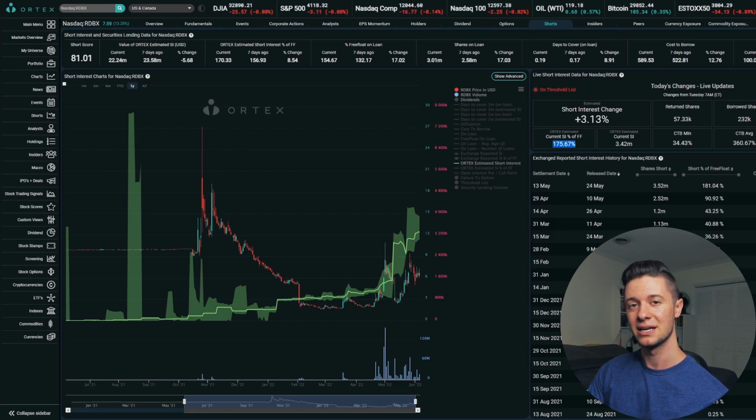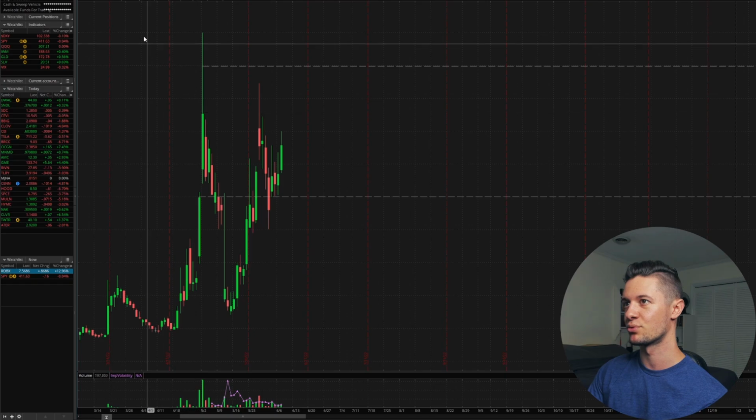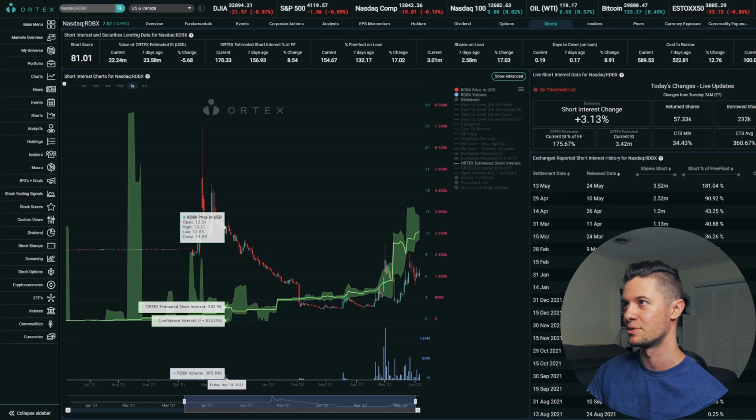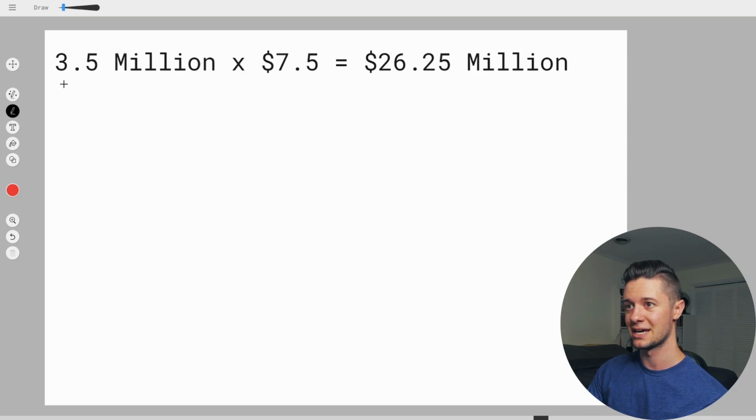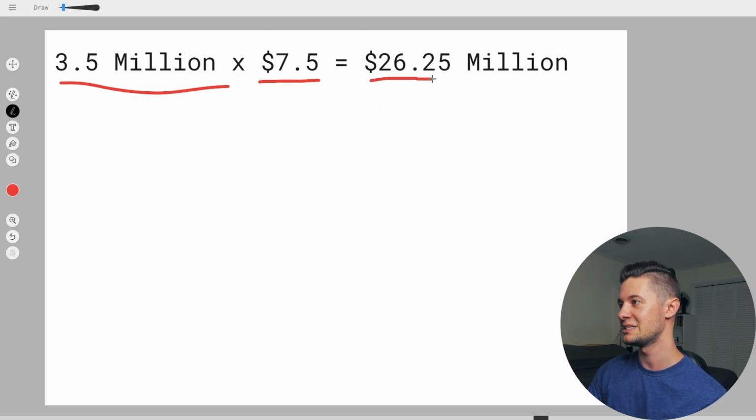Now, the tough part is actually getting the price to pump up enough to squeeze out these shorts, because if you look at the short interest share count, you can see it's only 3.42 million shares. And if you think about what that means, when you look at the price of Redbox at $7.60, let's say $7.50 for this example, if you actually do the math on that, 3.5 million shares multiplied by $7.50 means that the total short positions on Redbox equate to about $26.25 million, all right?